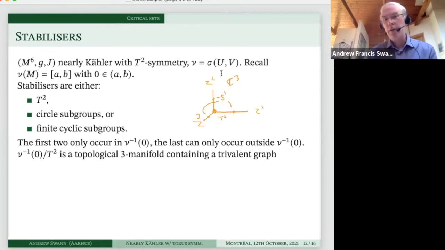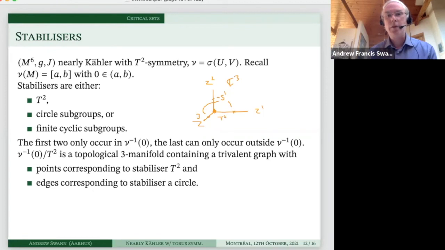And the nice fact about this setup here is the T2 quotient of this is actually topologically smooth. So the T2 quotient is topologically R4. So we actually get that topologically this level set is a smooth 3-manifold, and it contains this trivalent graph corresponding to these non-trivial stabilizers. So the points here correspond to stabilizer T2, the edges are stabilizer circles.